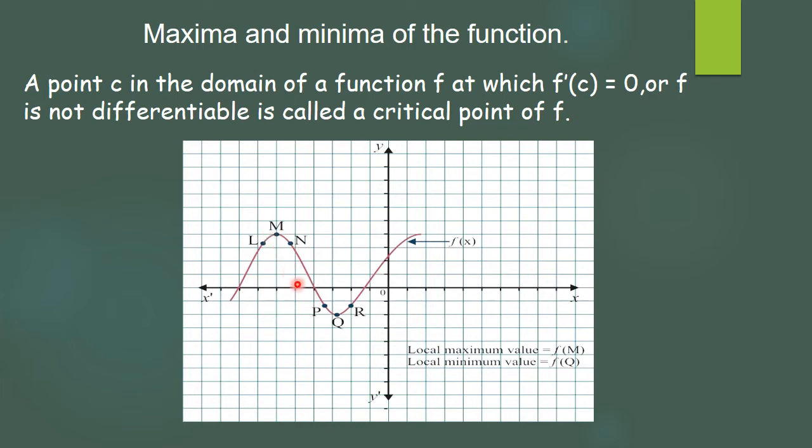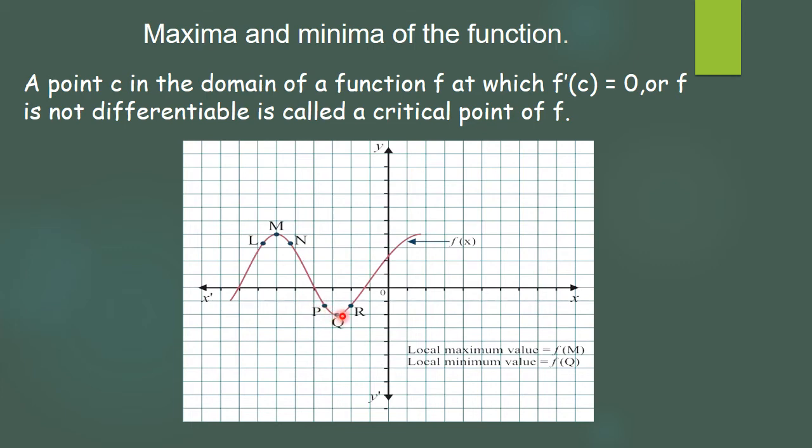While in this other part of the same graph, what happened? As it starts from M, it goes on decreasing, decreasing, and at P also it was decreasing. So the value of dy by dx was negative up to the point Q. But next to the point Q, it has started increasing again. That means for the left of the point Q, my value of dy by dx was negative.